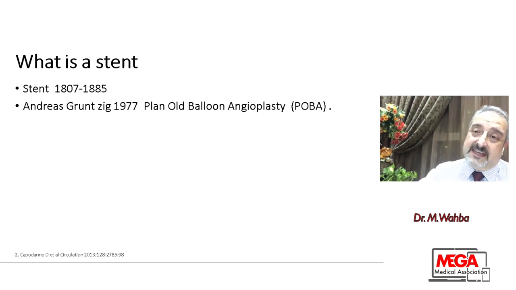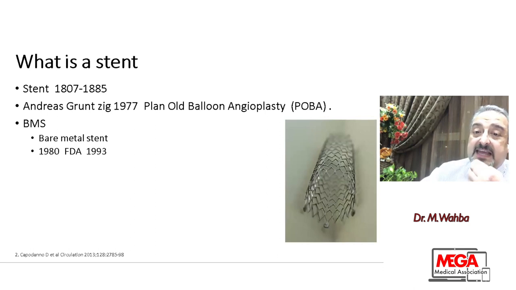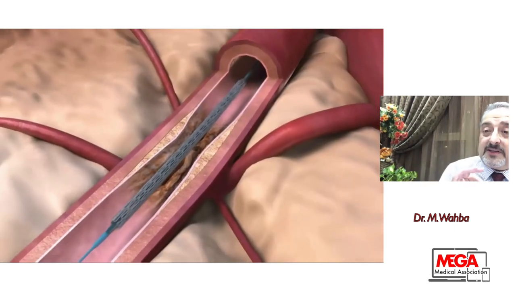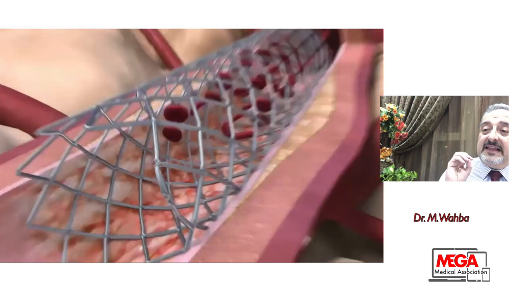Unfortunately, Andreas Gruentzig did not succeed at all after that, because he only dilated and opened the stenosed blood vessels, and the trauma of the vessel dilatation would lead to stenosis later on. So 25% to 30% were stenosed after that, and the symptoms recurred, until the bare metal stent came to the market in the 1980s, which got approval by the FDA in 1993. A metal scaffold is dilated on the balloon, allowing the stent to stay in the stenosed part, keeping it patent and preventing the stenosis again.